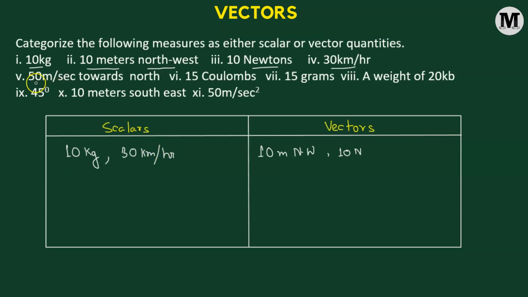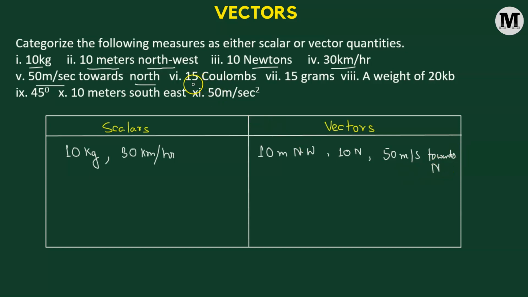Now the fifth one, we have 50 meters per second. Now 50 meters per second means again we have a speed, but this time there is a direction attached to it. That means this object is moving with a speed of 50 meters per second in the northern direction. So that means we have a vector quantity here. We have 50 meters per second towards the northern direction.